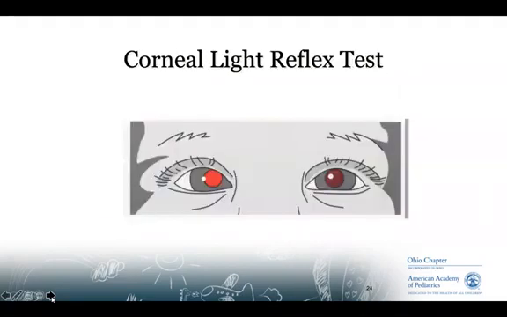So when doing the corneal light reflex, ideally, the pupillary light reflex should be symmetric in the middle of both pupils. And here you can see that the patient's right eye tends to be deviating inward with a lateral displacement of the corneal light reflex. You also notice a difference in intensity between the right red reflex and the left red reflex.